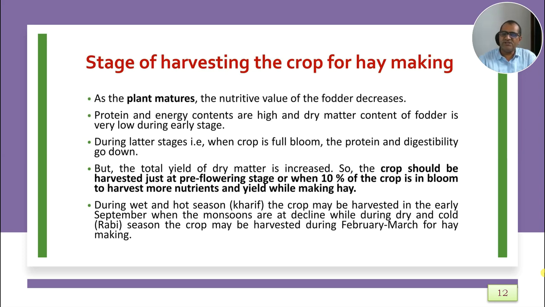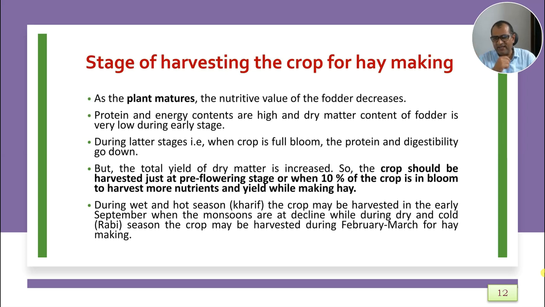And during the later stages, that is, when the crop is in full bloom, the protein and digestibility always go down, but the total yield of dry matter increases. So the crop should be harvested just at the pre-flowering stage, when 10% of the crop is in bloom. Very similar to hay making, silage making needs to be done to harvest more nutrients and yield.